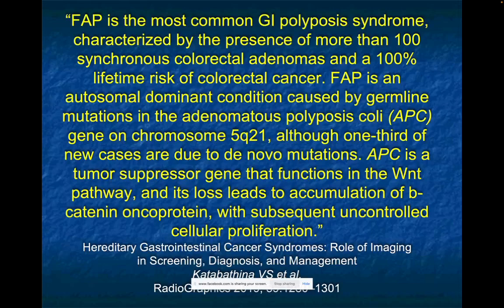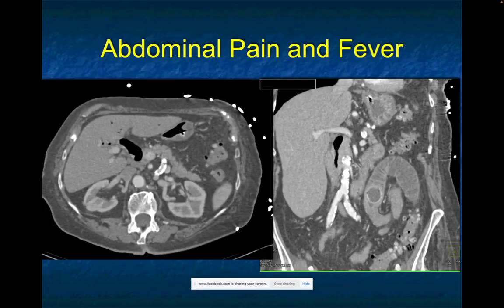So again, FAP is the most common GI polyposis syndrome, and again, high risk of colorectal adenomas and carcinomas. It's autosomal dominant, but also has desmoid tumors, which you think about, but I think about it more commonly in Gardner's.